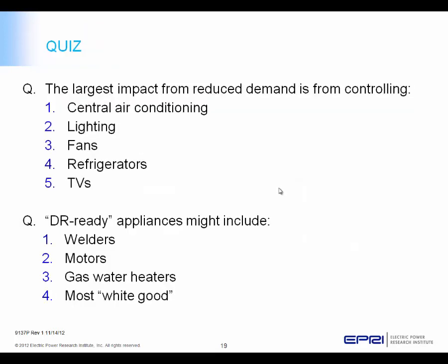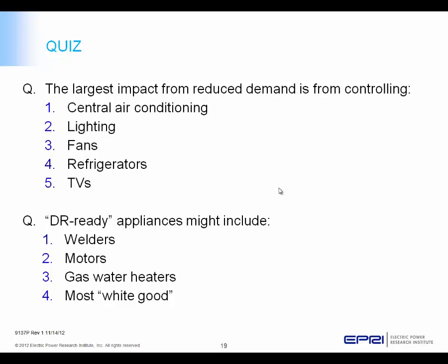So, quiz here. The largest impact from reducing demand is from controlling what? Central air conditioning, lighting, fans, refrigerators, TVs. What's the answer? Well, it's central air conditioning. That's the largest potential impact.